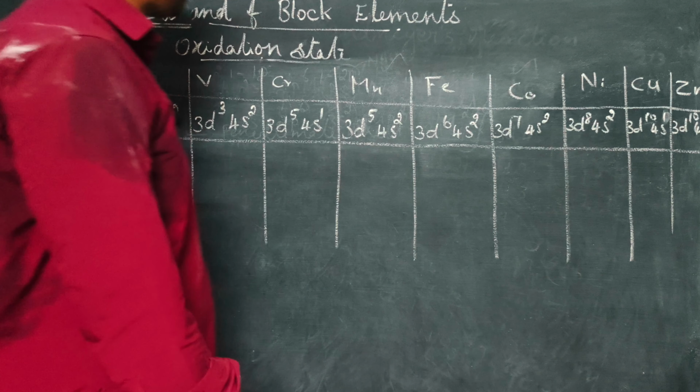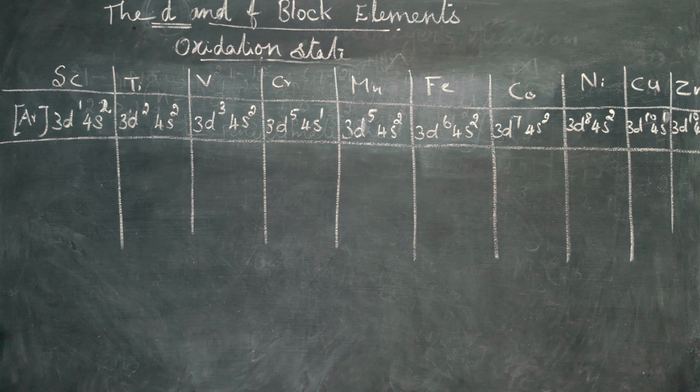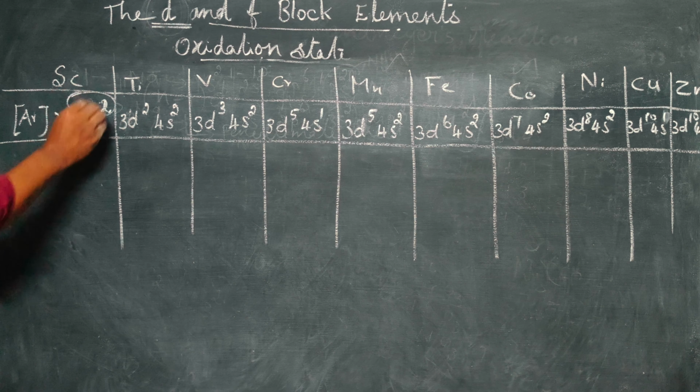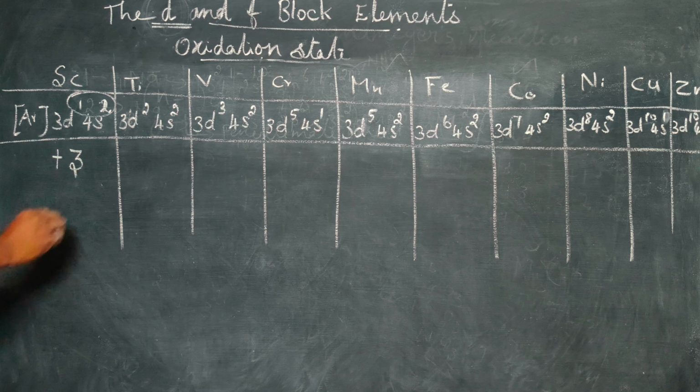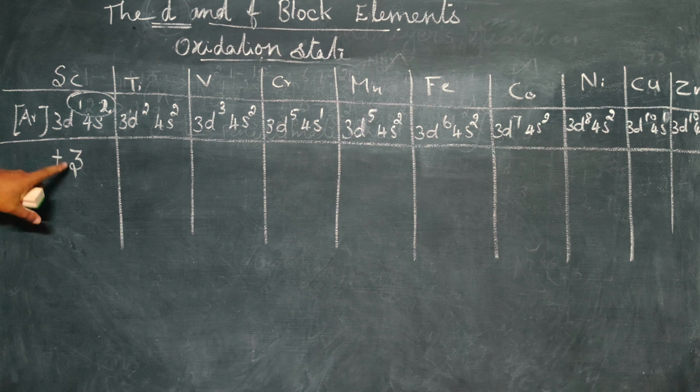Already I told you that electrons are lost from the s orbital as well as the d orbital. So you see scandium, to attain the electronic configuration of the noble gas argon, is supposed to lose the d orbital electron as well as the s orbital electrons, totally 3 electrons. So the +3 oxidation state is the stable oxidation state.